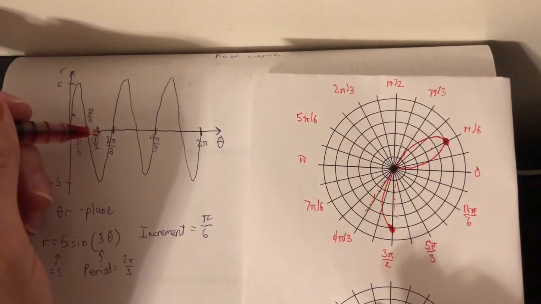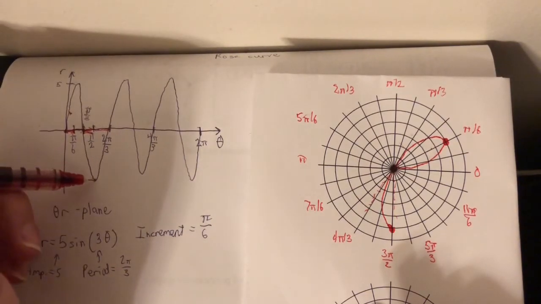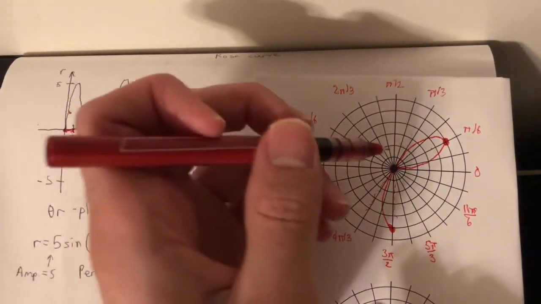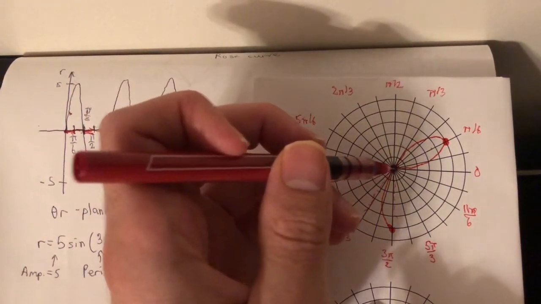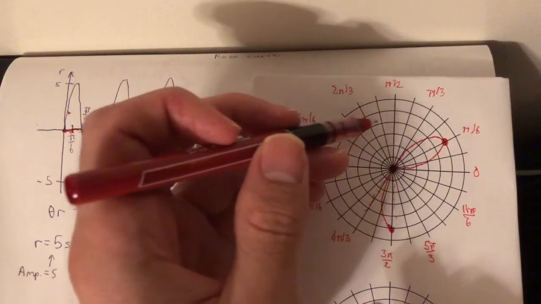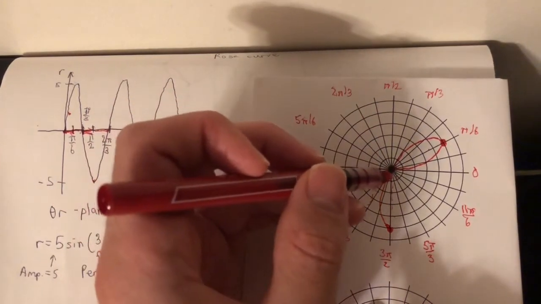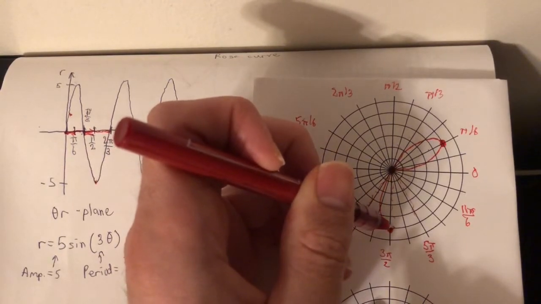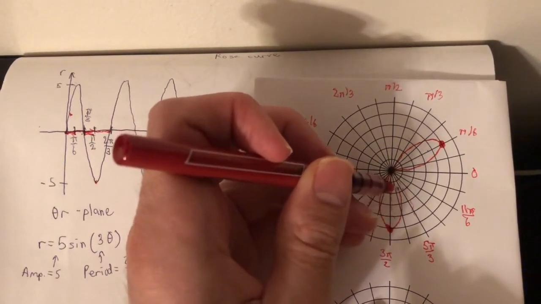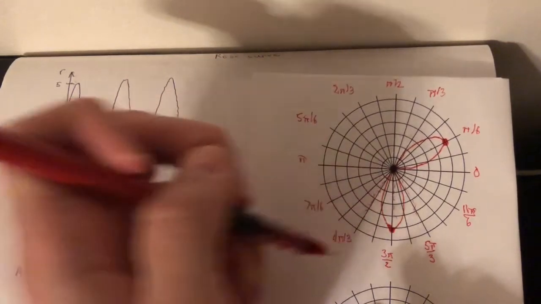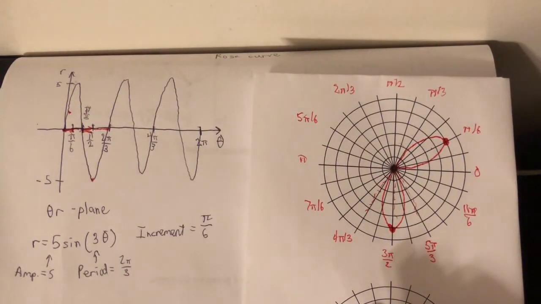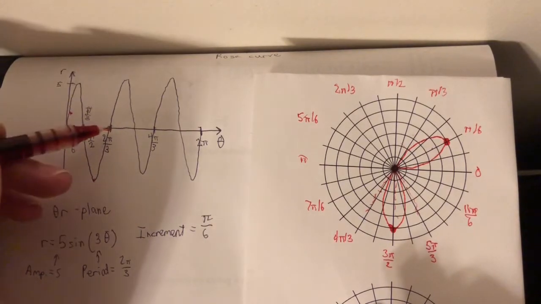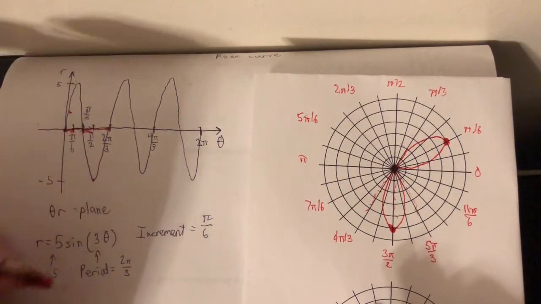And then from pi over 2 to 2 pi over 3, my r moves from negative 5 back to 0. So still negative, so rather than being in the second quadrant, I'm going to be in the fourth quadrant. So from pi over 2 to 2 pi over 3, I'm going to be moving like so. All right, so that's going to be part of my graph that goes from 0 to 2 pi over 3.